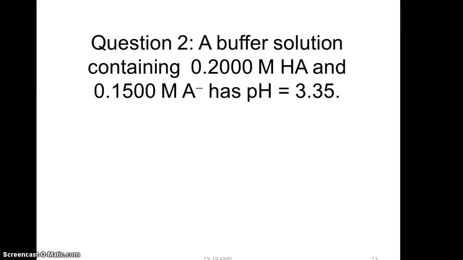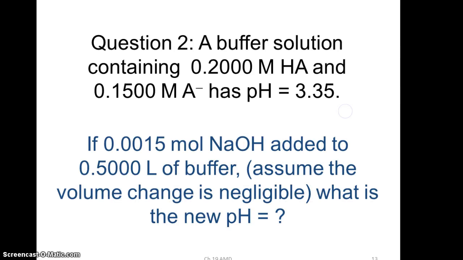So here's your second question. A buffer solution containing 0.2 molar HA and 0.15 molar A minus has a pH of 3.35. If 0.0015 moles of NaOH was added to 0.5 liters of buffer, what is the new pH? We're going to assume the volume change is negligible.